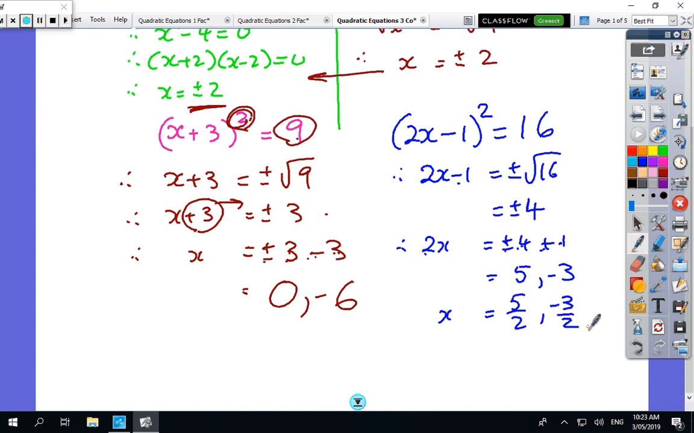So when you have a perfect square, the quick way is just to square root the other side. So copy those down and then come across when you're ready.